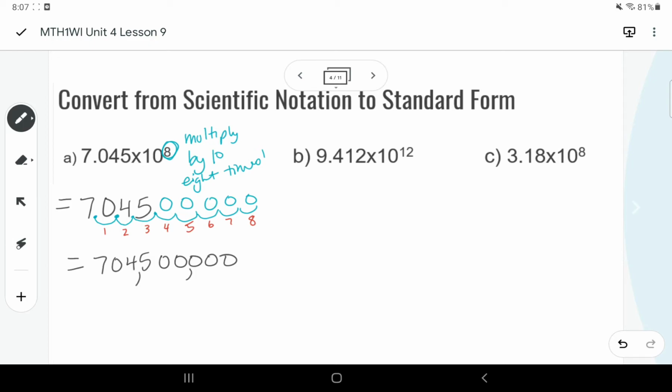And then I'll do the same thing for the next two. You may want to pause this and give B a try, and then unpause when you think you've got it to check your work.